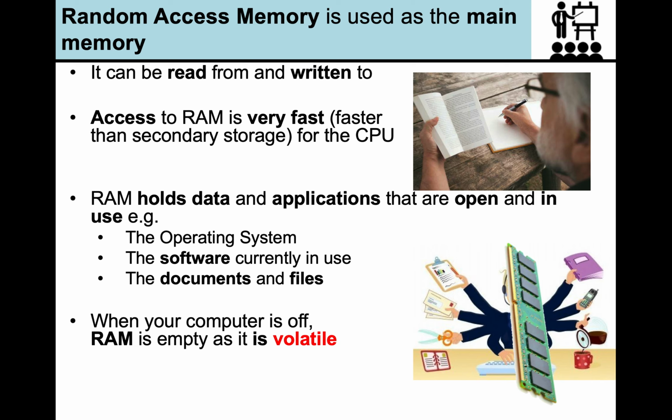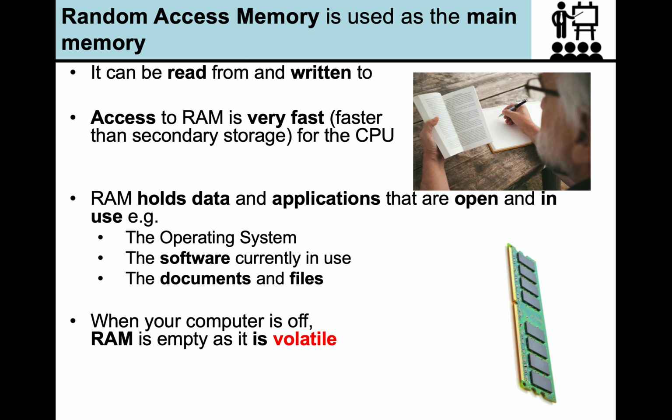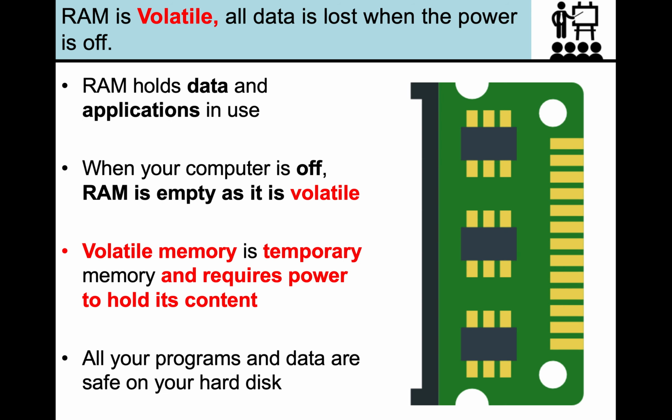And finally, when your computer is off, RAM is empty, as RAM is volatile. So when you switch off the power, RAM is empty. Remember that key word, volatile, really important. RAM is volatile, it means it's temporary. All the data is lost when the power is off. So if we take a look at RAM right now, it's empty.